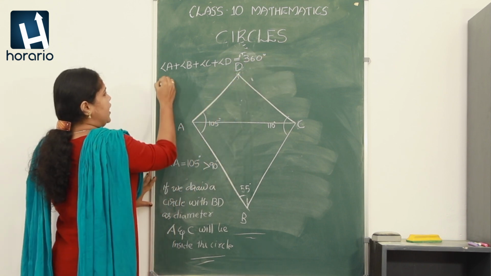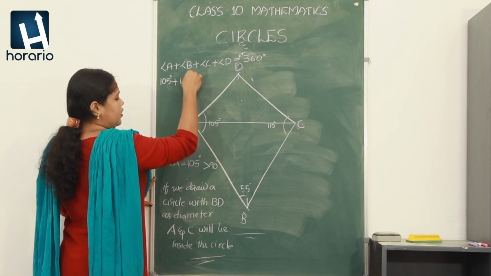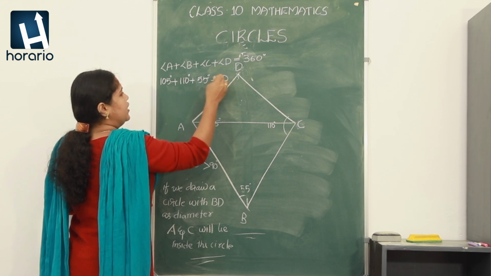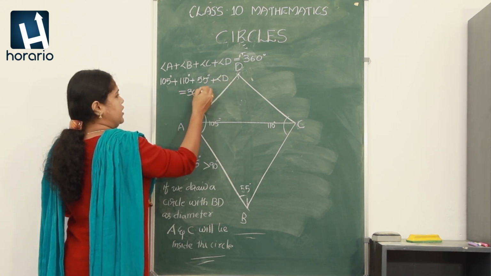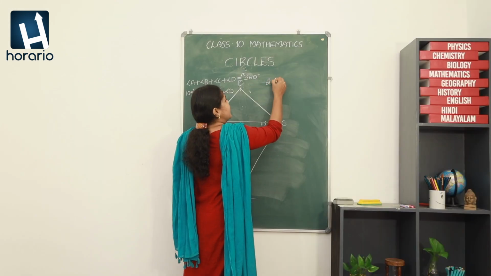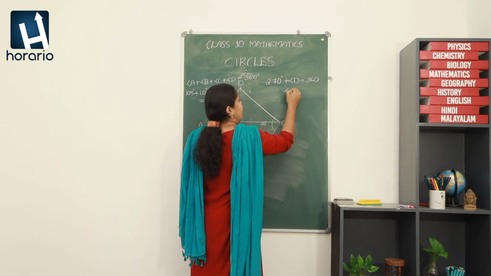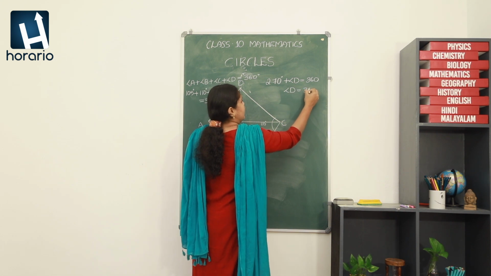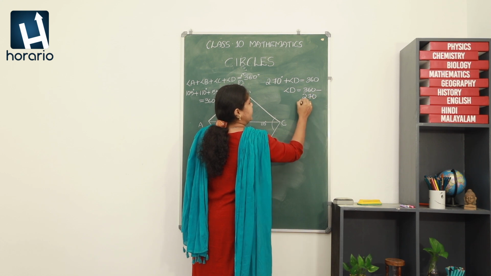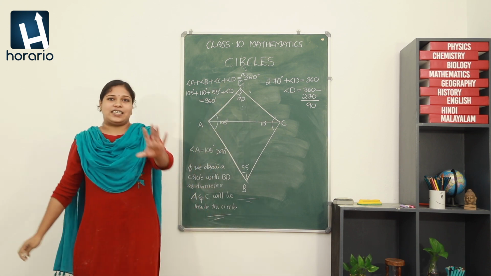What is the measure of angle A? 105 degree plus 110 degree plus 55 degree plus what we don't know, angle D is equal to 360 degree. So, what is the sum of all these values? 270 degree plus angle D is equal to 360 degree. So, what is the value of angle D? 270, when it is taken to the other side, it is minus 270. 360 minus 270 is equal to 90. So, this angle is 90 degree. Now, our task is easy.